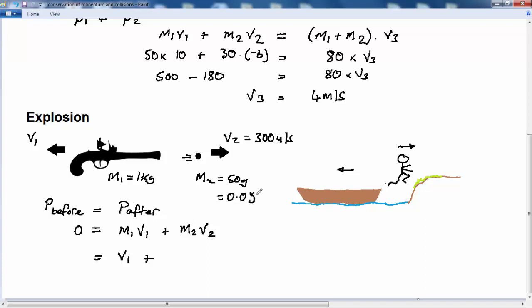It is 0.05 kilograms times 300. 0.05 times 300 is 15, is equal to 0. So that means that v1 is equal to minus 15 meters per second. So what you've got to do is understand what that means. If we're saying that v1 is equal to minus 15 meters per second, that means that the gun is moving from right to left. In other words, it's recoiling, which is what we'd expect.